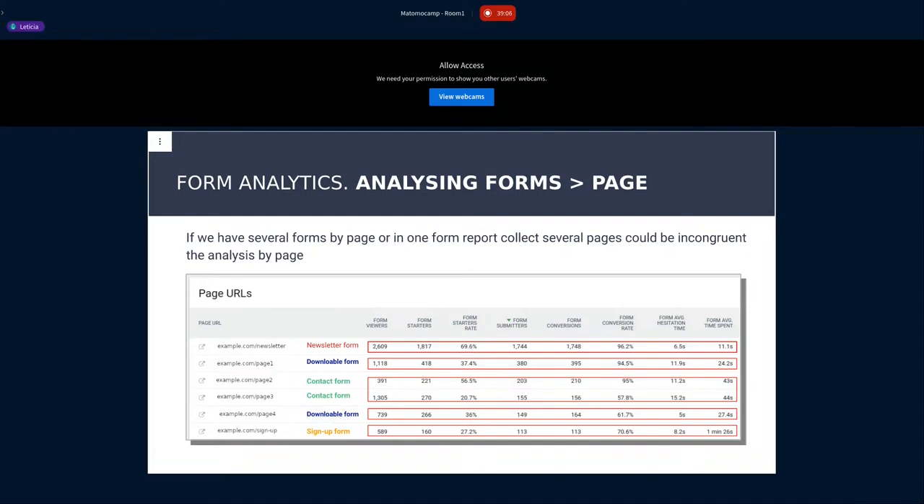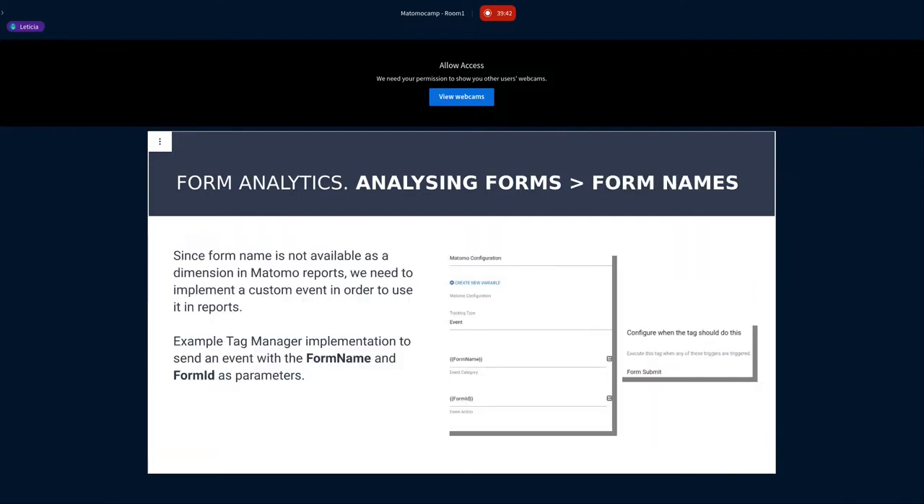If we identify the form name, we are able to analyze them correctly, as we can see. And as a tip, we recommend, if you are going to use the page report, to clean all the parameters of the URLs, for example the UTMs, the campaign parameters, because if not, we are going to have a long list of the same URL. As we can see here, it's important to have the form names to analyze the forms properly.